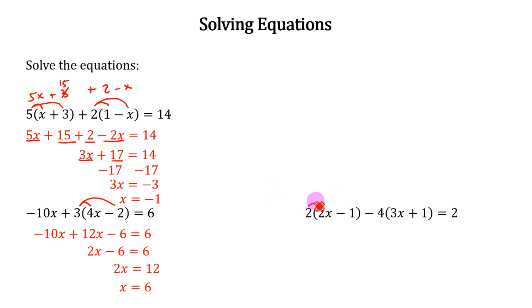Over here, I'll get 4x minus 2. And I'll get negative 12x, and this is the tricky one, minus 4. That negative's got to get carried through there. Combine the 4x and the negative 12 and the negative 2 and the negative 4. Add 6 to both sides. And again, x is negative 1.